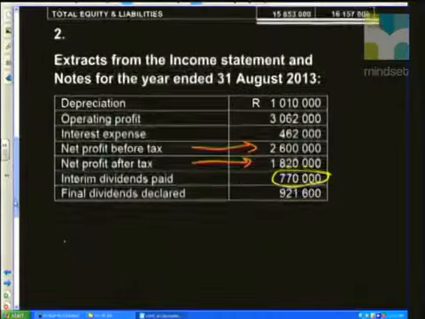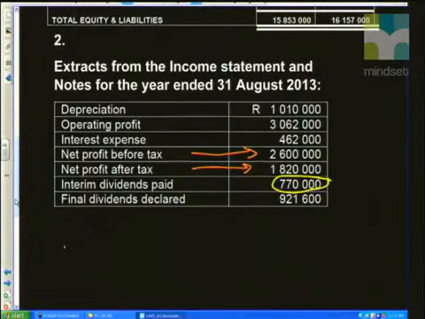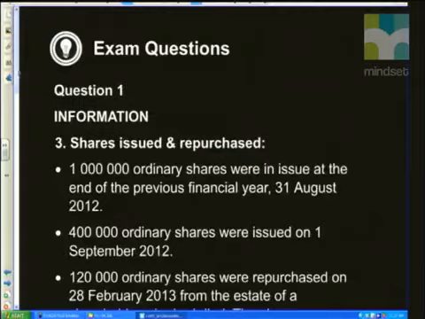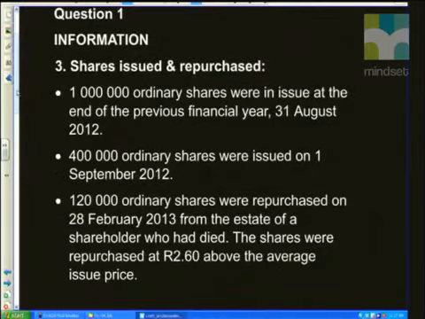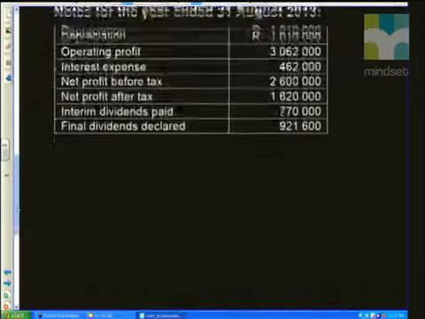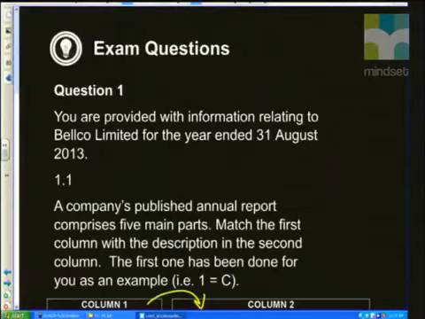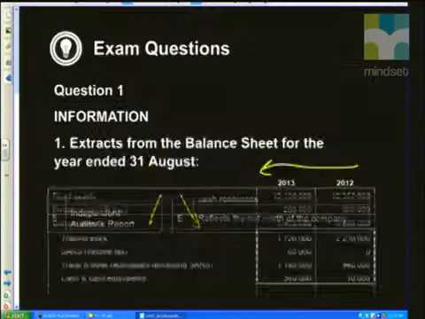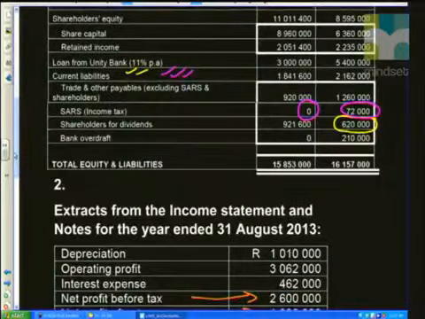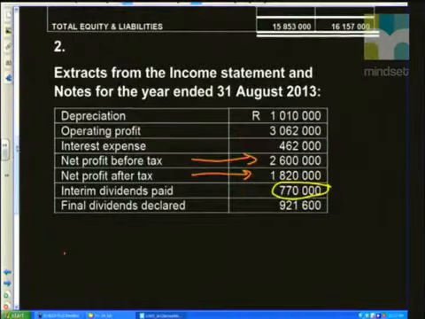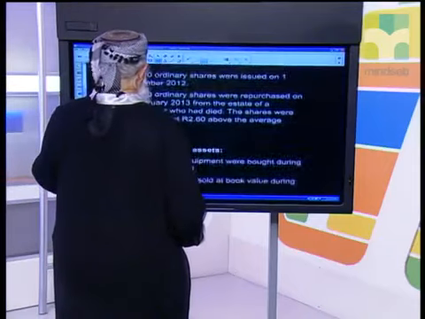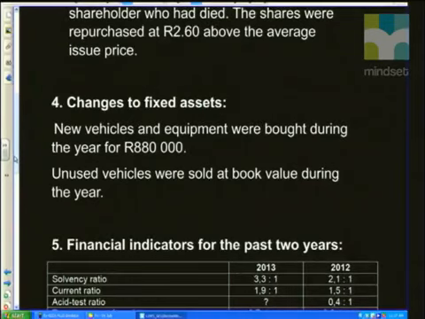There's our extracts. That's what we have there. We need the other information. There it is. It's avoiding us. It must be here. There must be information regarding our fixed assets. Let's just see. Maybe going down. There we go. Changes to fixed assets.